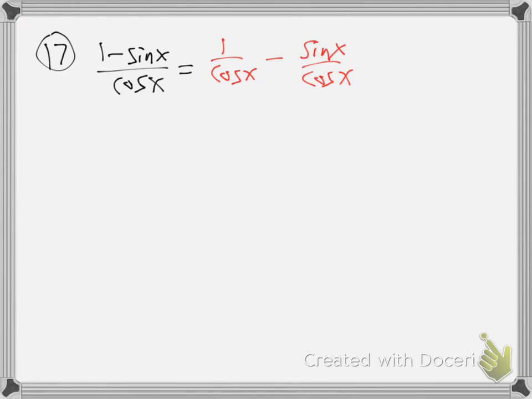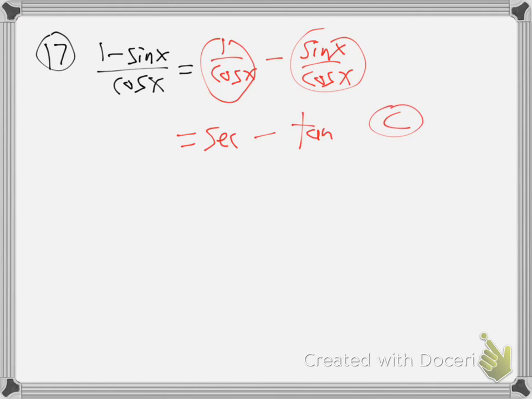Yeah. Okay, and then what is 1 over cosine? This one you want to know cold. 1 over cosine is secant. And sine over cosine is tangent. Is that one of our answers? I'm hoping it is. Secant minus tangent. Yep, C. Done. So that's not too bad, right? That's option C. So just separate them and do that. That's more of a normal one.